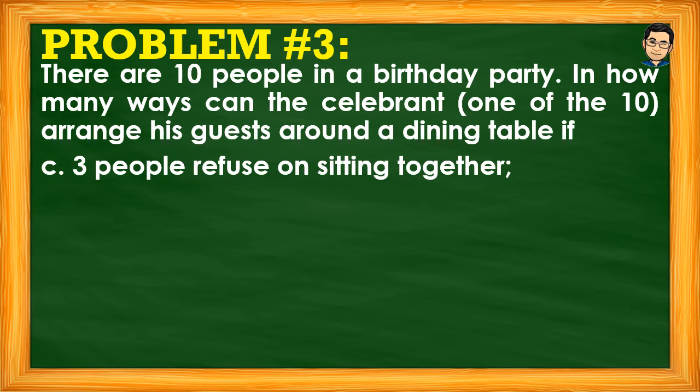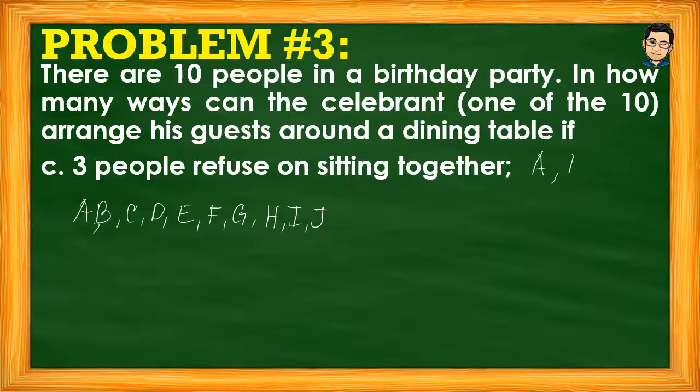So, again, using letters, so A, B, C, D, E, F, G, H, I, and then J. So, halimbawa, yung 3 tao na yon, pangalan A, F, tsaka J. Ayan sila. So, hindi po dapat sila magkakatabi.